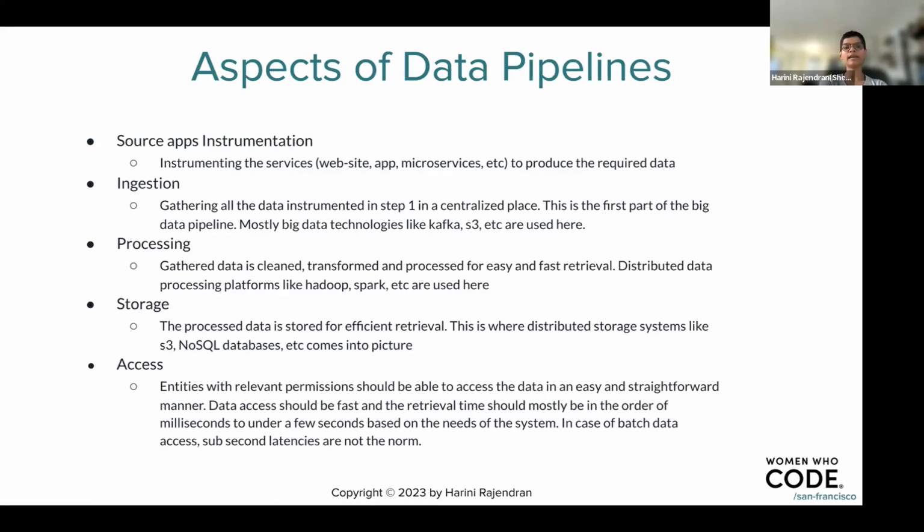So thinking about data access is also very important. And also data organization, like how do you want to store your data in such a way that it can be retrieved very fast, like maybe in a few milliseconds or under a few seconds, based on the needs of your system. So here, thinking about permissions and also thinking about a strategy on how you would want to store the data for faster access is also an important aspect of building big data pipelines.